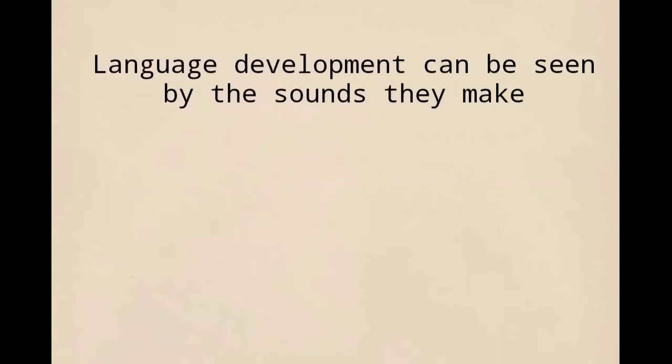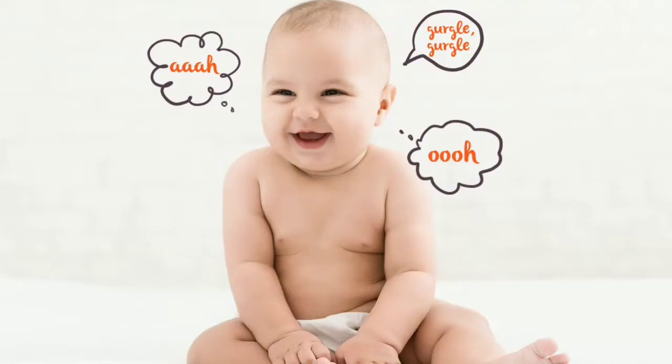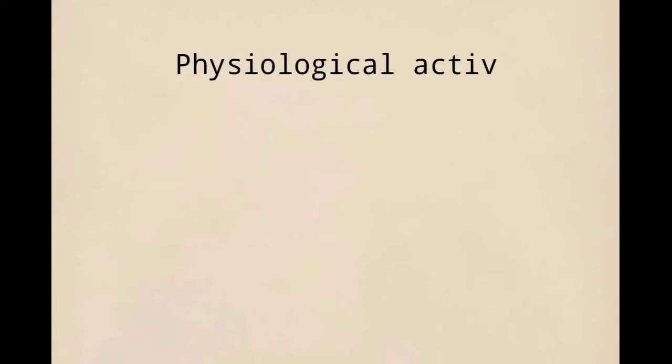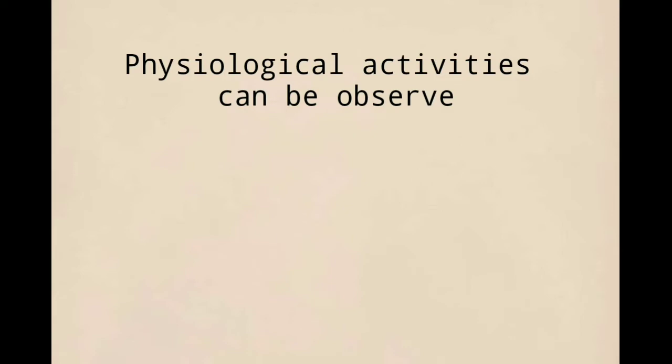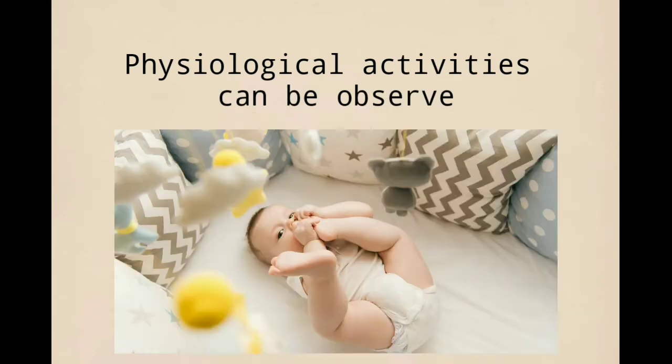First, psychological aspect. In this stage, language development can be seen by the sounds they make, from cooing, babbling, crying, up to 1 word to 2 words, which are known as holophrases. Second, physiological aspect. On the early stage of a child, physiological activities can be observed. The baby can lift their hands, suck their thumb, and reach his or her feet.